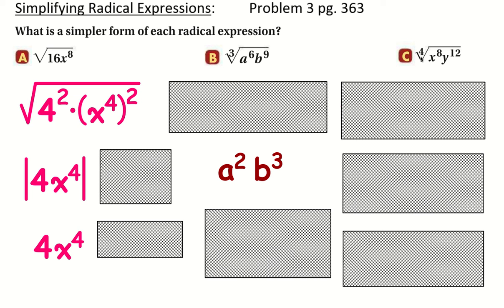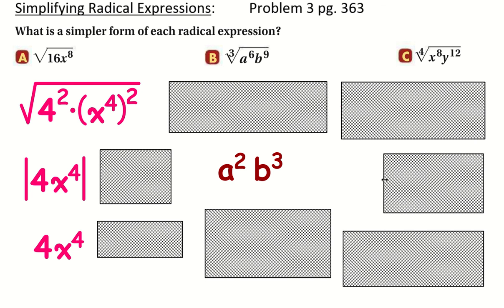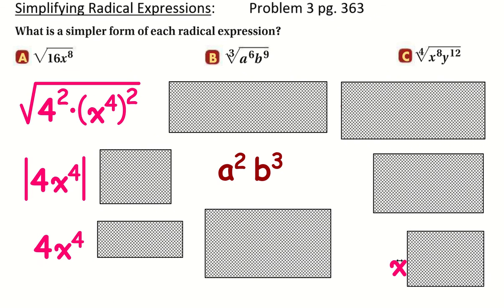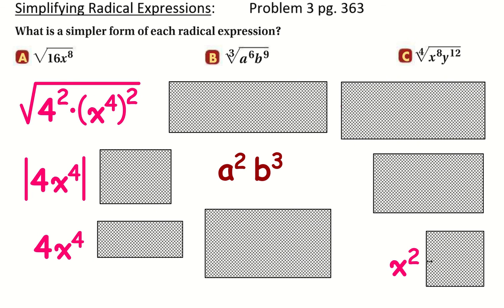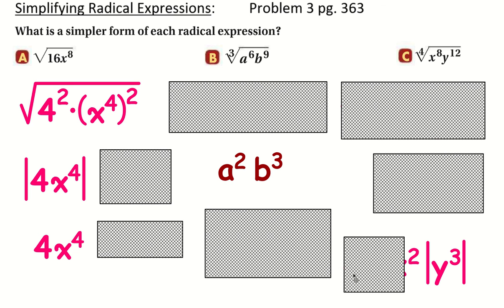Last example. The 4th root of x to the 8th. What would you raise to the 4th power to get x to the 8th? Well, x to the 2nd power. What would you raise to the 4th power to get y to the 12th? In other words, what's the 4th root of y to the 12th? Well, y to the 3rd. And again, I don't care about the absolute value. I'm okay with just y to the 3rd. And that's it for the lesson.